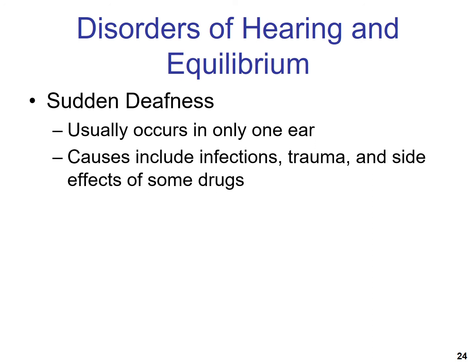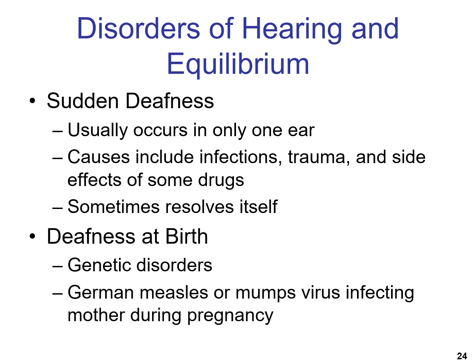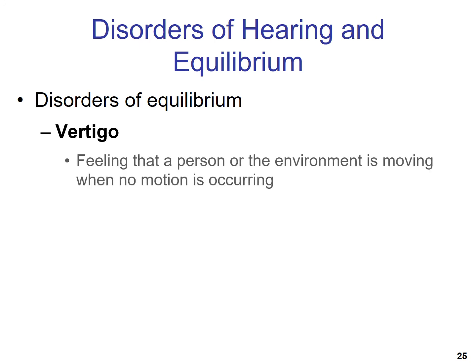But the main thing that brought on was severe vertigo, and the vertigo lasted in one degree or another for about 8 weeks. Okay, it can resolve itself. Unfortunately, in my case, the vertigo did resolve itself. The deafness did not. You can have deafness at birth, and this is usually due to a genetic disorder. But sometimes, if a mother gets infected with German measles or the mumps during pregnancy, this can cause deafness at birth.